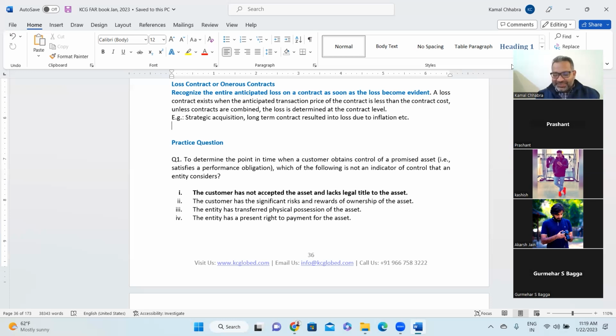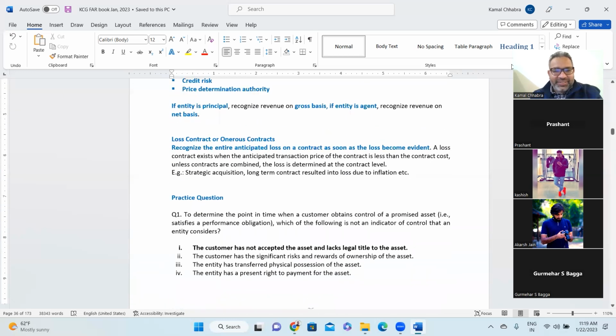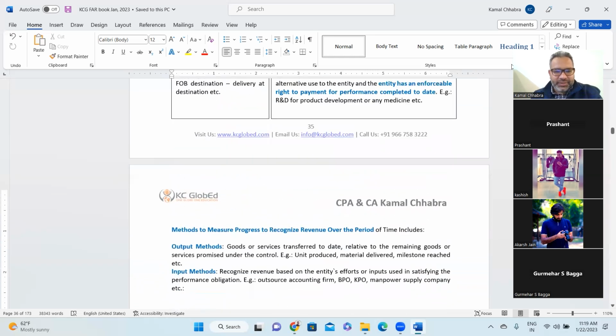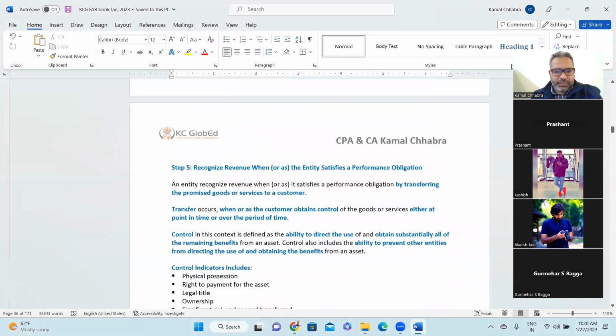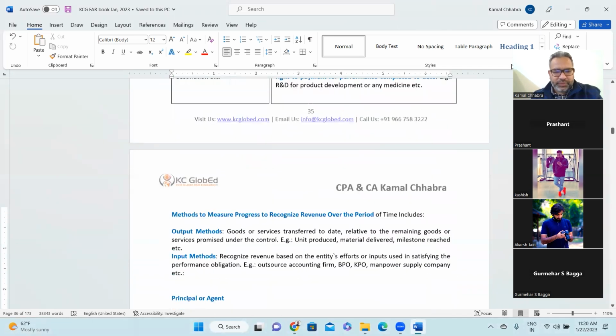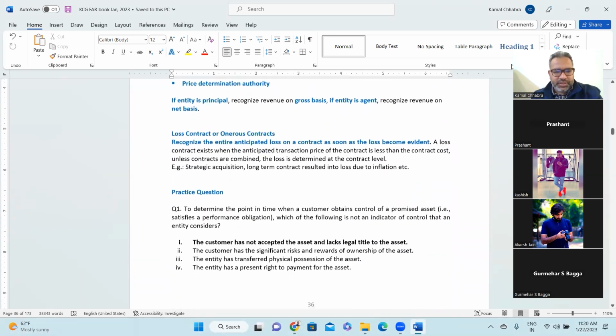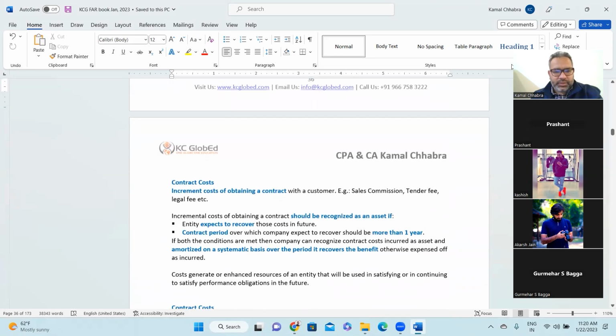Easy question, huh? Yes. May God give all these kinds of questions in your exam. Cool. Okay. So if you see, step 5, revenue recognition is done, principal agent is done, loss contract is done. Okay.